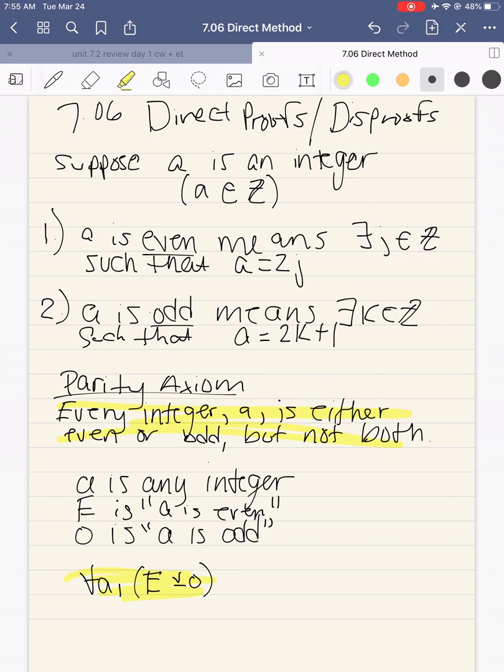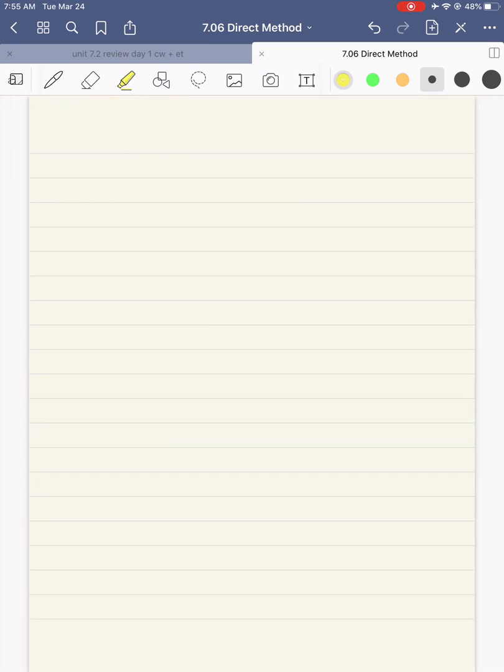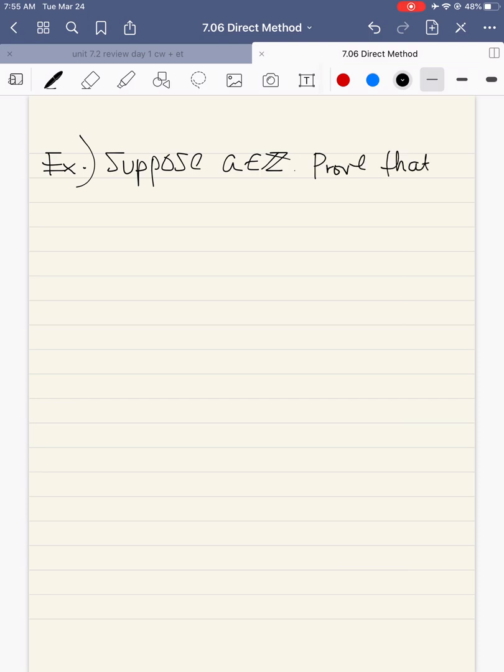Now that we have this definition and this axiom, we can go ahead and prove some statements. Let's do our first example. Looking here, we start with the same thing. Suppose a is an integer, so a is an element of the integers. We want to prove that if a is odd, then 3a plus 5 is even.